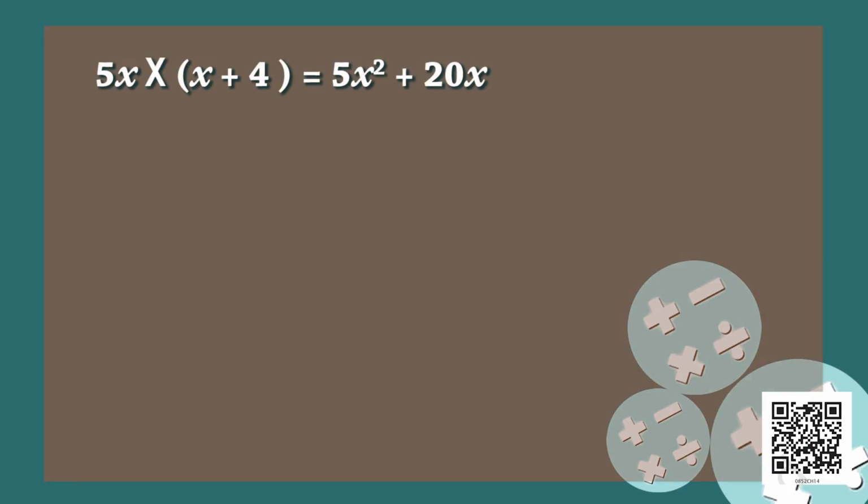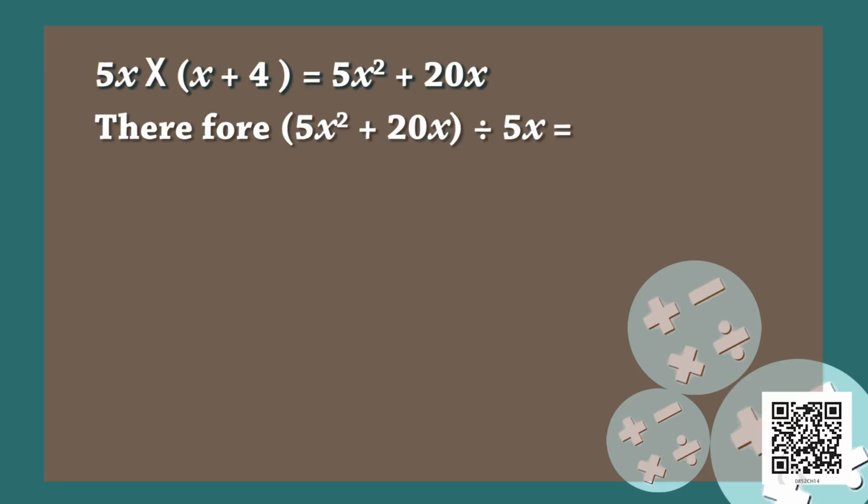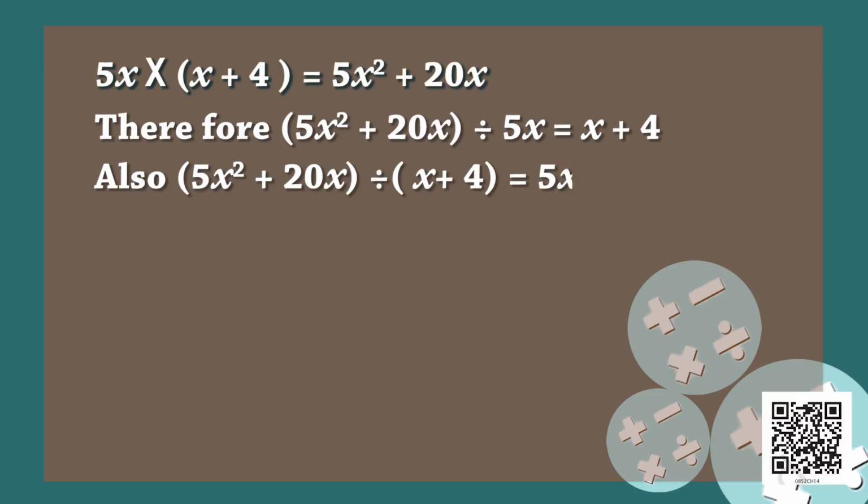Similarly, we can see 5x into x plus 4 is equal to 5x square plus 20x. Therefore, 5x square plus 20x divided by 5x is equal to x plus 4. Also, 5x square plus 20x divided by x plus 4 is equal to 5x. Now, we will see how this division operation can be performed on different types of algebraic expressions.